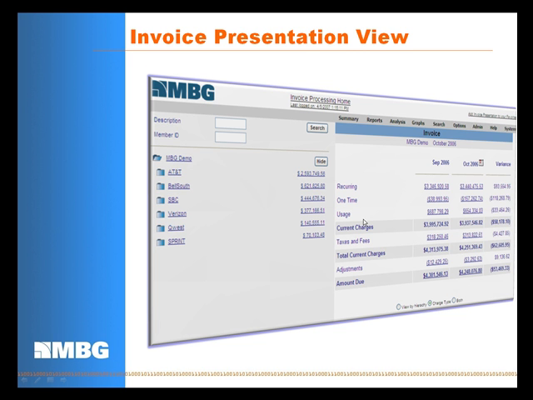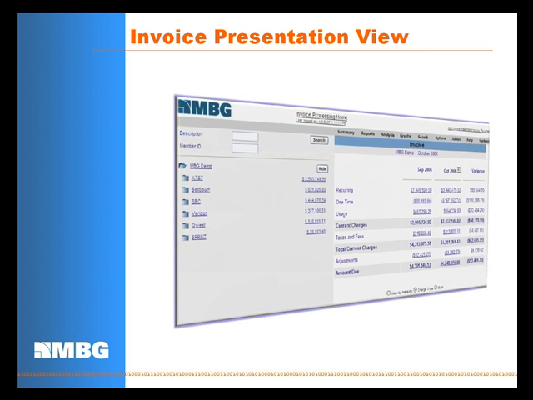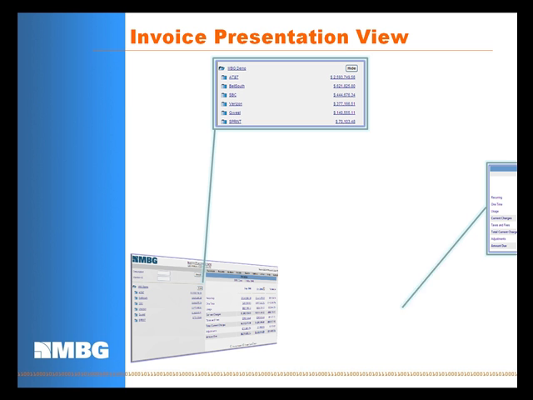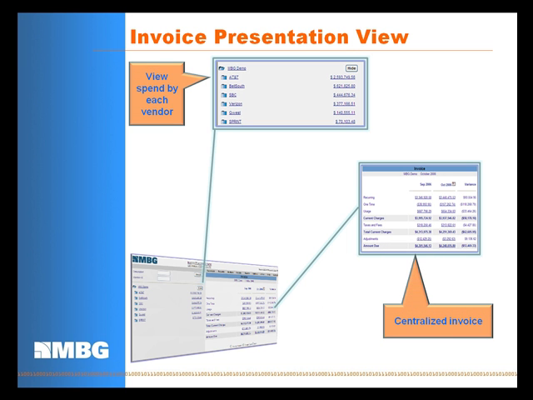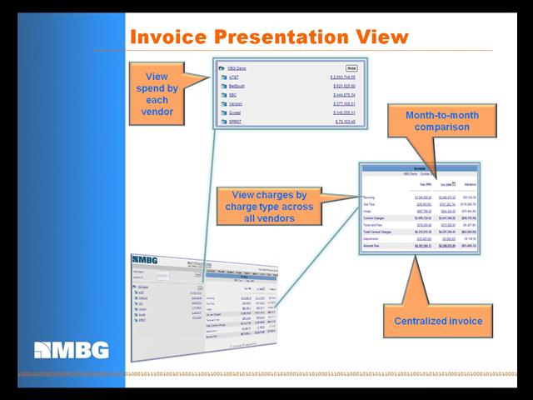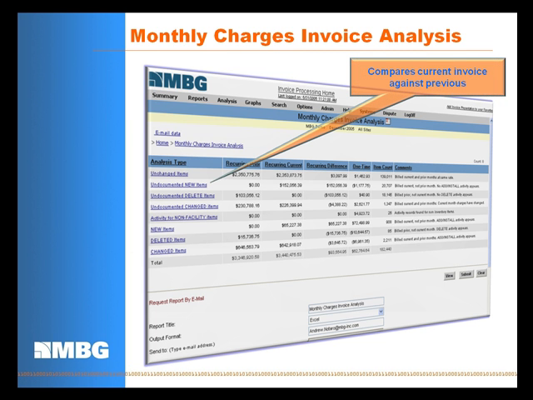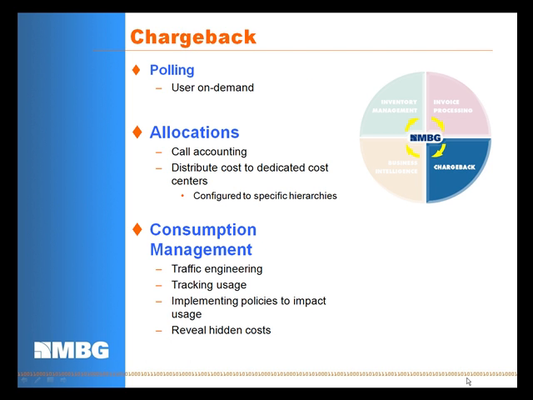Here is a view of a centralized invoice displayed in MBG's invoice presentation. The invoice is displayed in aggregate and broken down by each vendor. The user has the ability to drill into charges for each vendor or in aggregate to see charges by line item across all vendors. This report compares the current invoice month against the previous invoice, allowing for deep dive and quick analysis of monthly invoices to see if there are any glaring differences.